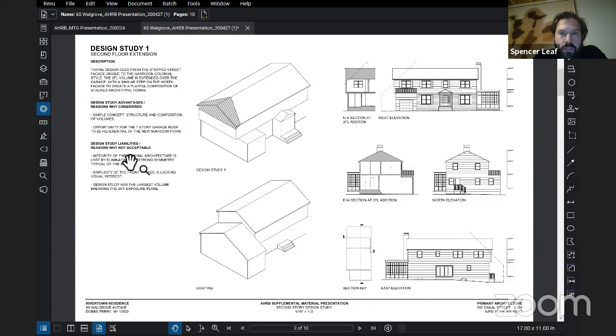So we looked at this study. Another issue that came up with this was we realized that it really did create a large volume in that sky exposure plane up against the north property line of the building. And we really wanted to try and address that as well.